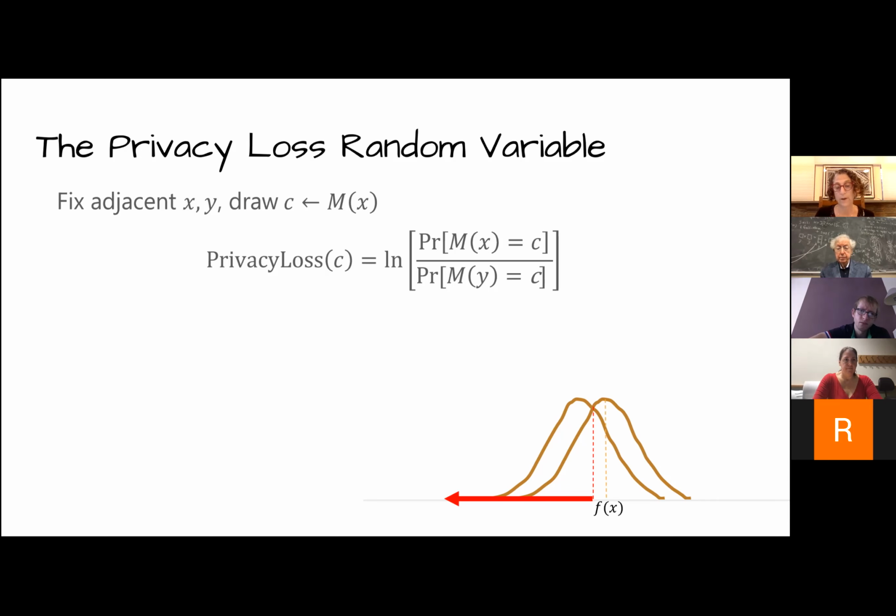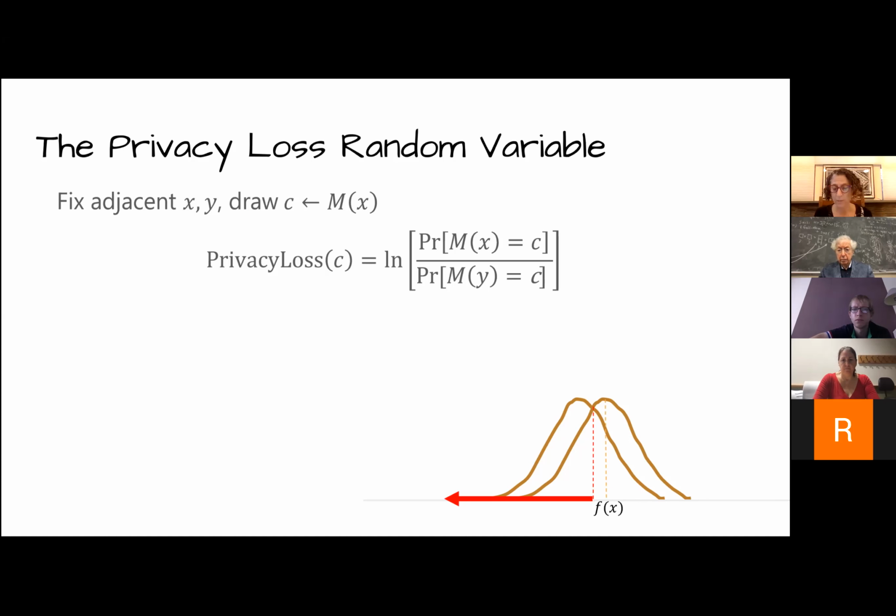We define the privacy loss of that outcome as the log of the ratio, and I'm abusing notation here, of the probability density of M of X. So we're looking at the probability, so to speak, of observing c when the database is X, divided by the probability of getting it when the database is Y. When it's continuous, these are densities, okay?